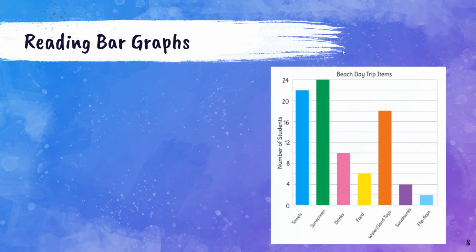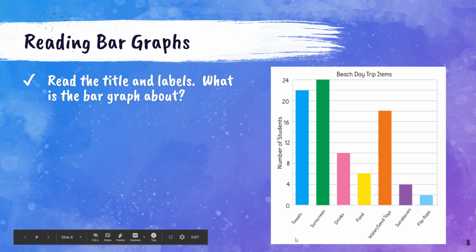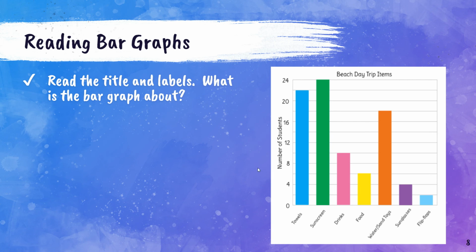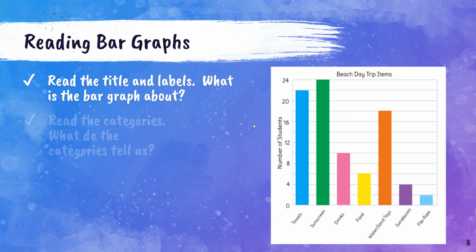Let's switch to bar graphs. Read the title and labels. What is the bar graph about? So we have beach day trip items. We have the number of students. This one doesn't have a label down here, but I know that by reading towels, sunscreen, drinks, food, water, sand toys, sunglasses, and flip-flops. Reading that combined with beach day trip items and number of students makes me think that these are the items that the students brought to the beach.